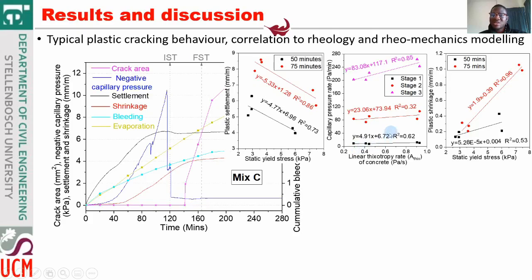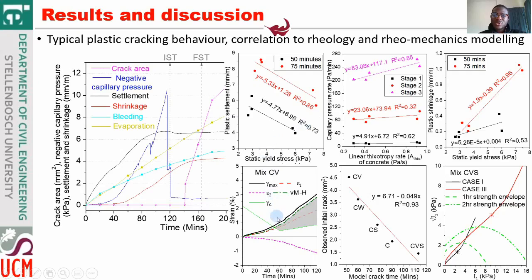And we were able to find a good relationship between both, depending on the time considered. For example, for plastic shrinkage at 50 minutes, there was no good relationship, because at 50 minutes there was little or no shrinkage already occurring. Well, at that time, settlement has well occurred, and at 50 minutes of settlement, we have a good relationship.